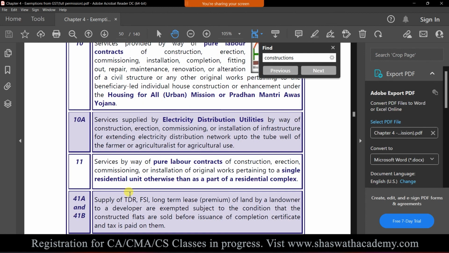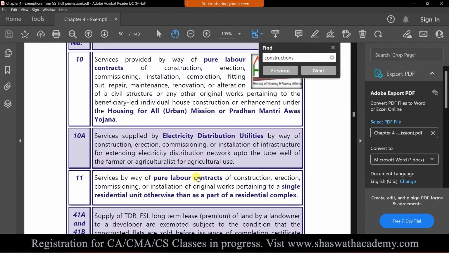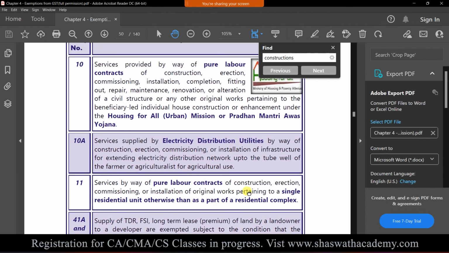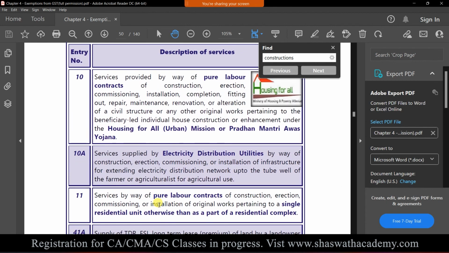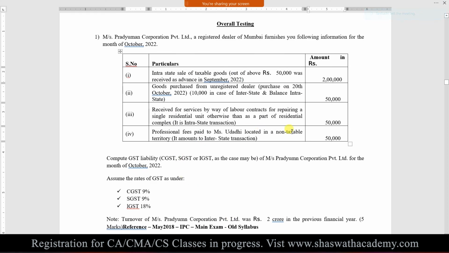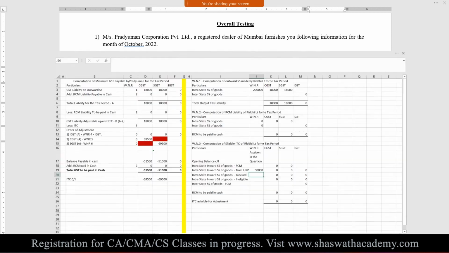But look at entry list number 11. Service by way of pure labor contract for construction, erection, commission, installation of original works pertaining to single residential unit. Is repairs and maintenance of single residential unit covered in exemption? No, sir. Therefore it is taxable. My dear brothers and sisters, please appreciate. Therefore 50,000 remains taxable.